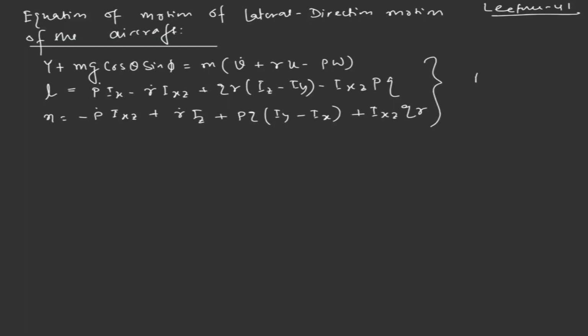Let me define this as equation number one, the nonlinear equation. Our main motivation is how we can come up with the linear form of these nonlinear equations. Before we proceed, first we have to consider the trim flight or the steady level flight for the lateral directional motion of the aircraft.